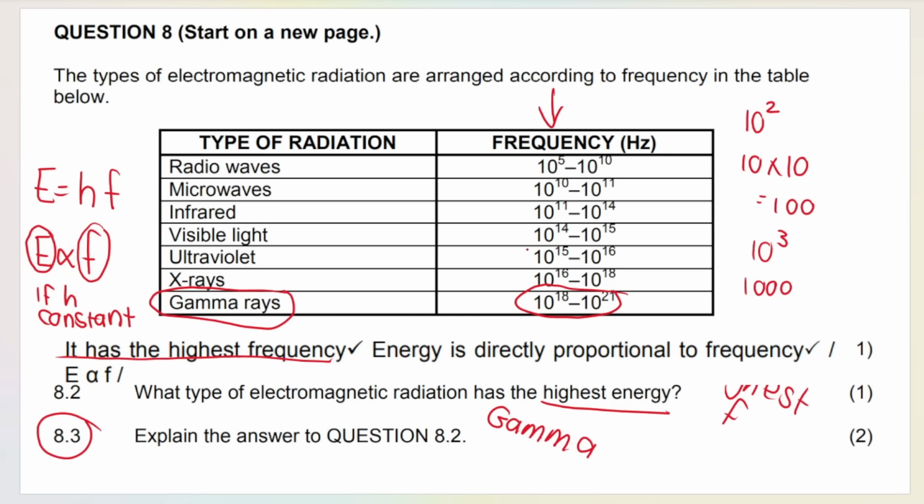So what you're telling me is, gamma rays have the highest frequency, and because they're directly proportional, that means it will obviously have the highest energy. So I would include both of these points. You can either write out energy as directly proportional to frequency, or you can write it like that.